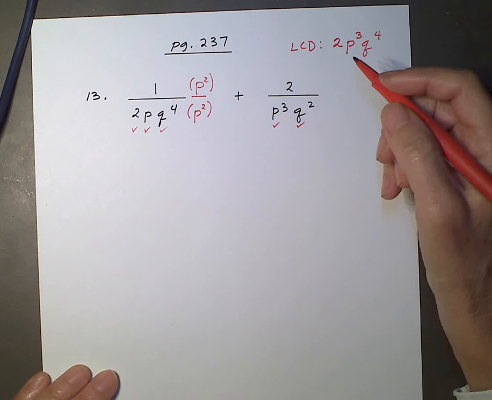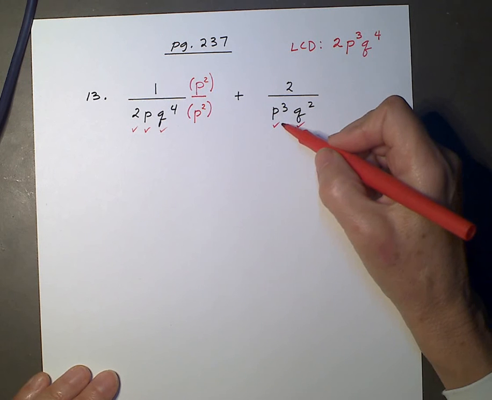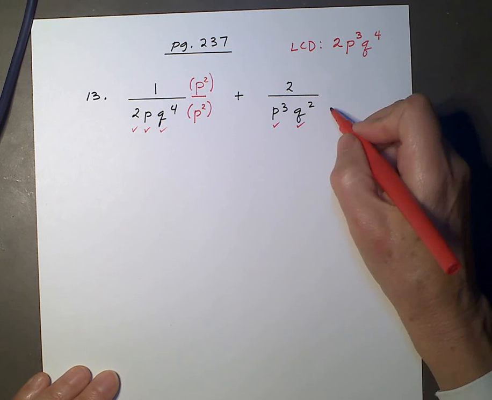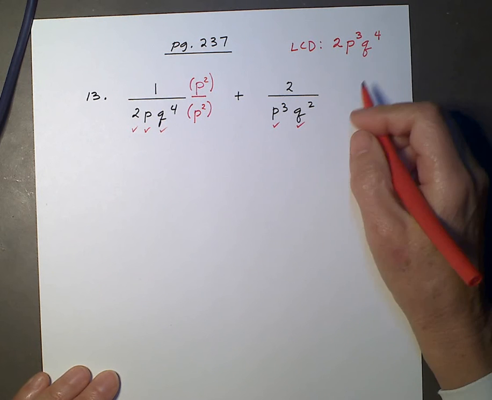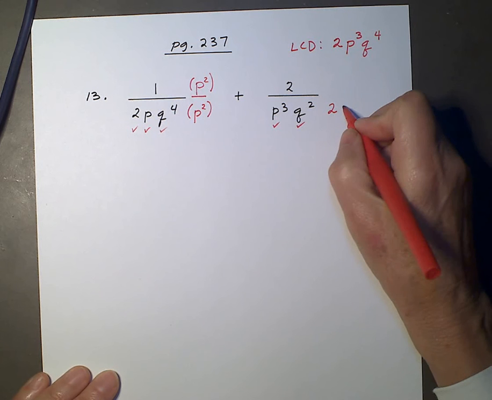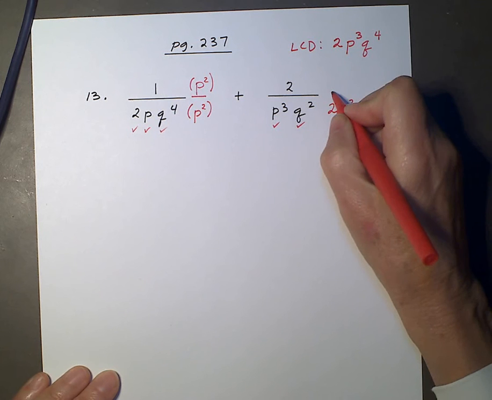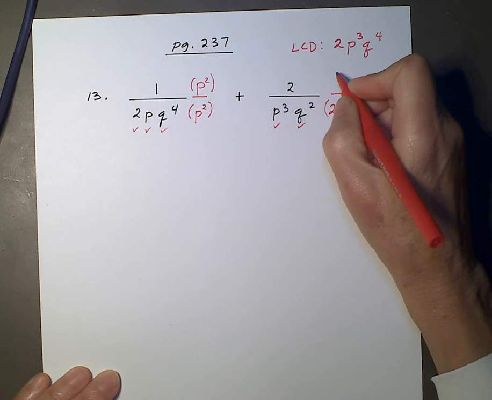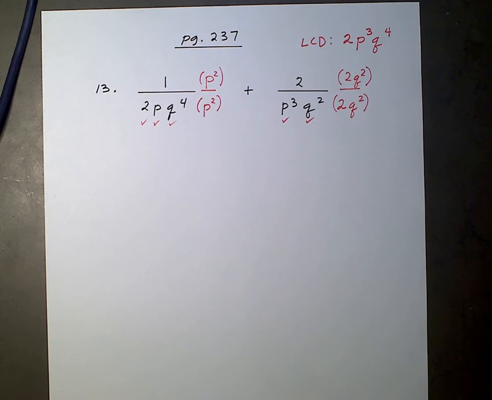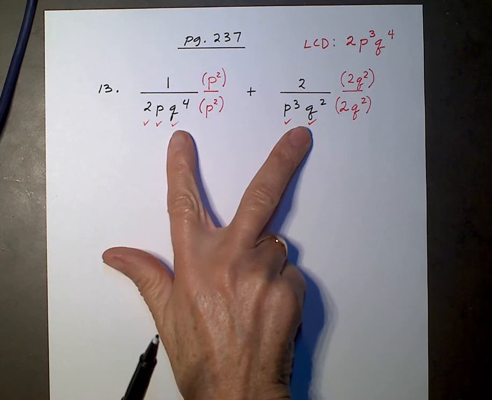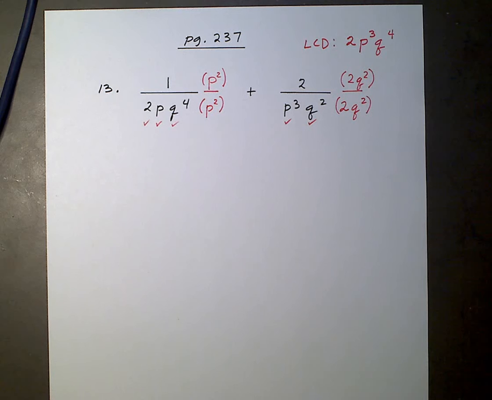On the next fraction, I just have a p to the third already in the denominator, so I'm going to need a 2. And I have a q squared, and I need 2 more powers of q. So this is going to be 2q squared over 2q squared. So anyway, multiplying both of those by 1, I'll now have both of these over the lowest common denominator of 2p to the third q to the fourth.